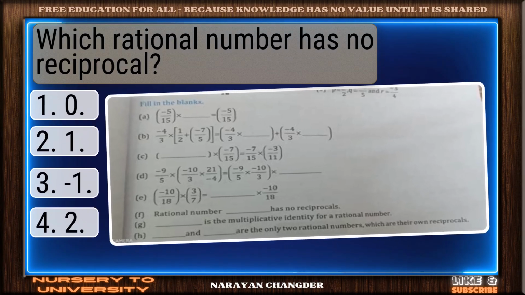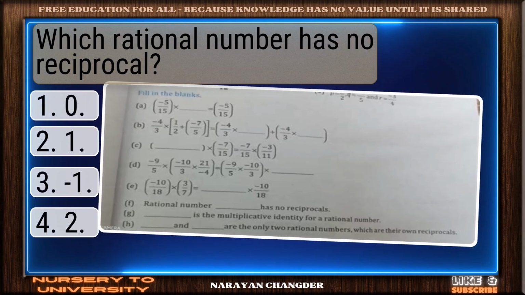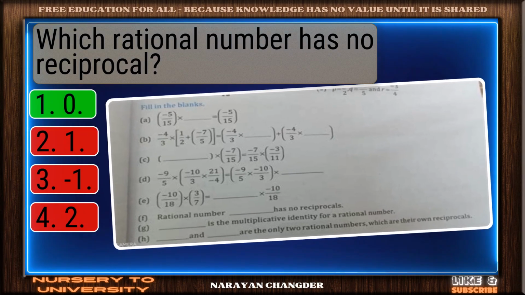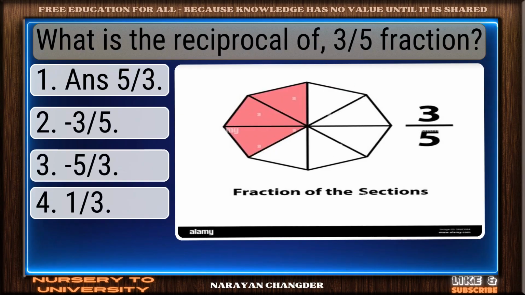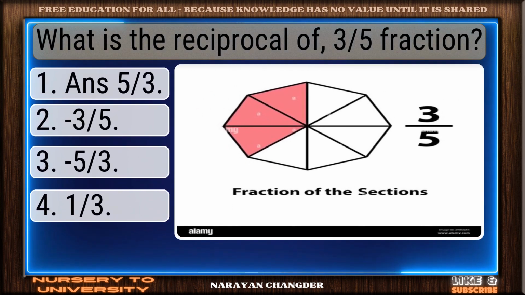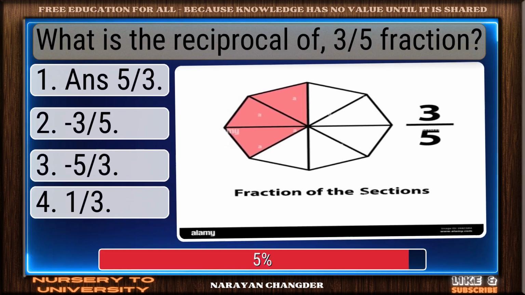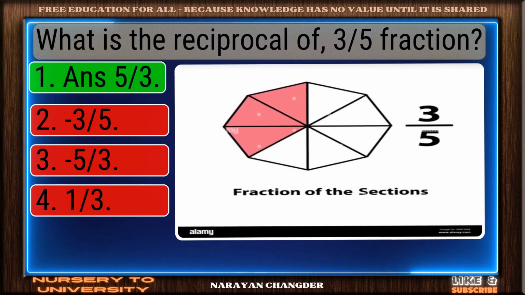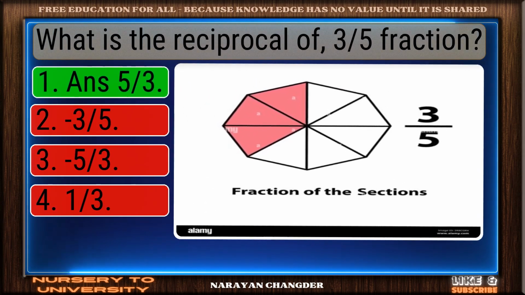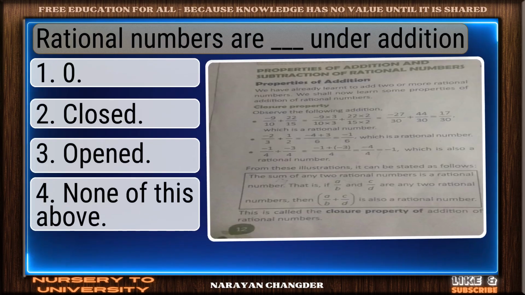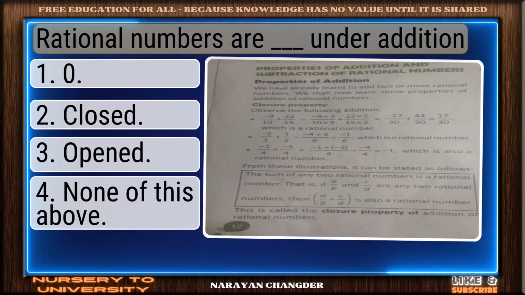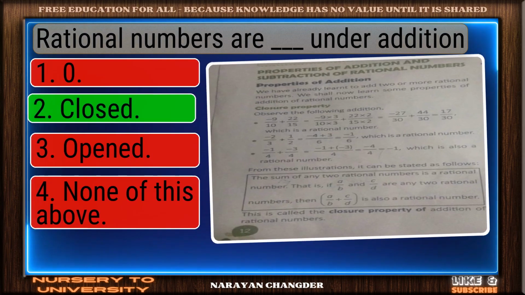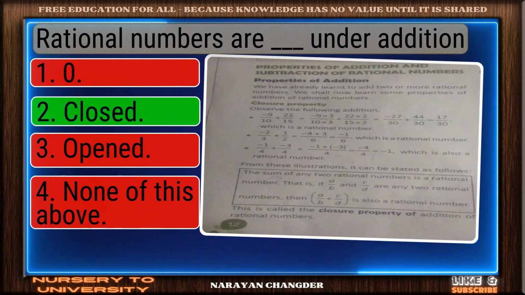Question number 27. Which rational number has no reciprocal? Strong choice. Zero is the right answer. Question number 28. What is the reciprocal of 3/5 fraction? Clear logic. Your choice 5 under 3 is sound and 100% true. Question number 29. Rational numbers are dash under addition. Great thinking. Closed is the right choice.